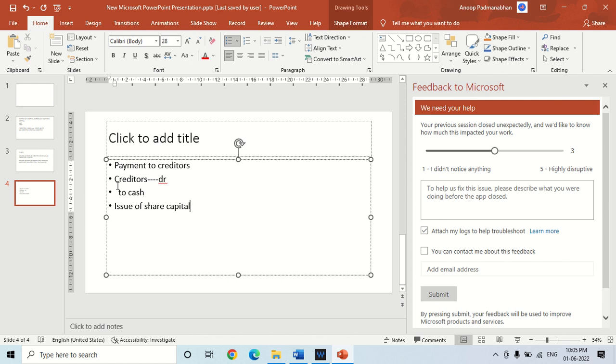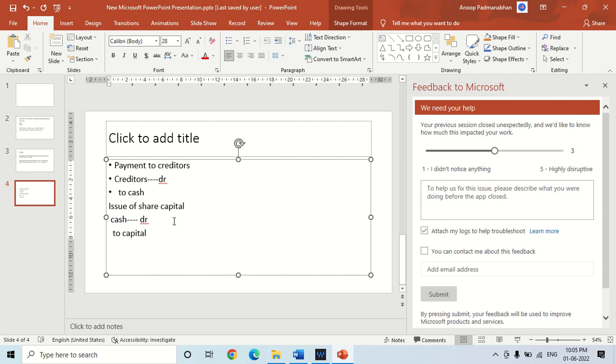Now, we will see another example: issue of share capital. When you issue the capital, what are we receiving? Cash we are receiving, right? So cash is coming in, cash account debit to capital. All right, cash account debit to capital.